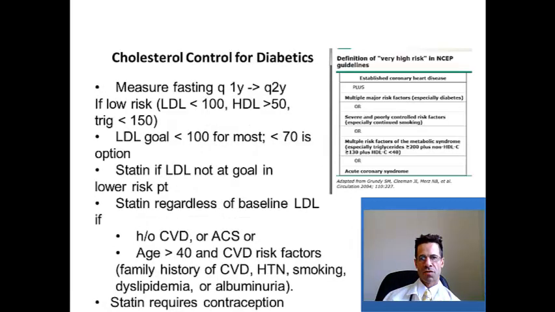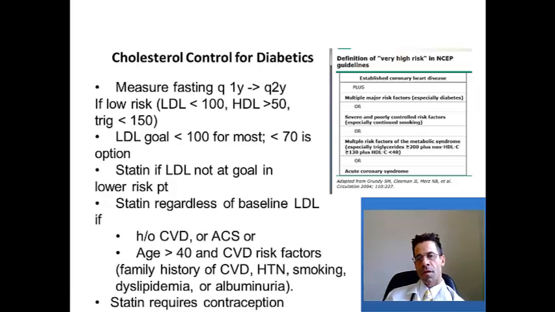Cholesterol control for diabetes. A fasting lipid profile should be checked every year in patients with diabetes. If patients have very low risk cholesterol profiles, specifically an LDL of less than 100, as well as an HDL greater than 50, and a triglyceride less than 150, then spacing out to every 2-year lipid profiles is acceptable.